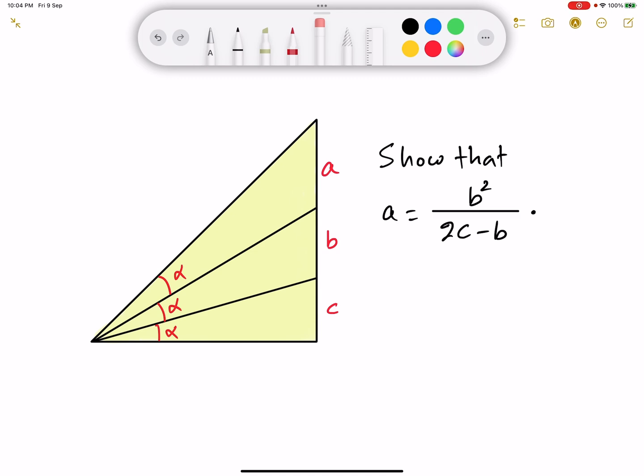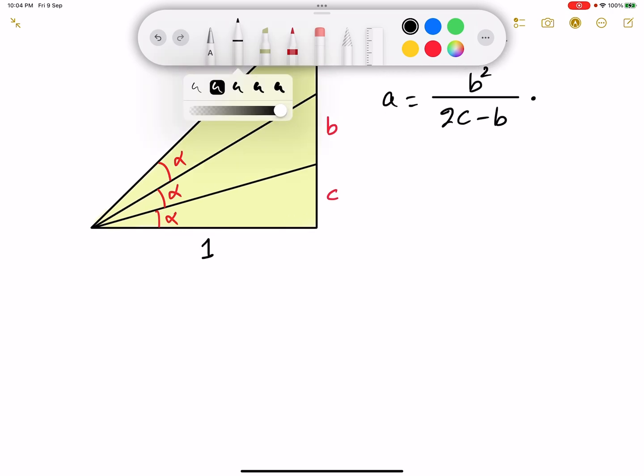In order to show that A is equal to B squared divided by 2C minus B, I'll start by assuming that this side length here is equal to 1. Then I'm going to find the tangent of alpha. The tangent of alpha is equal to the opposite divided by the adjacent. The opposite is C divided by the adjacent, which is 1, so it is basically C. I'll call this equation number 1.